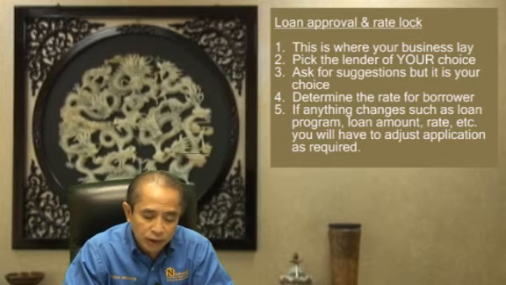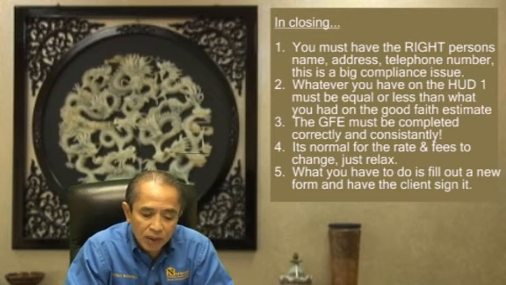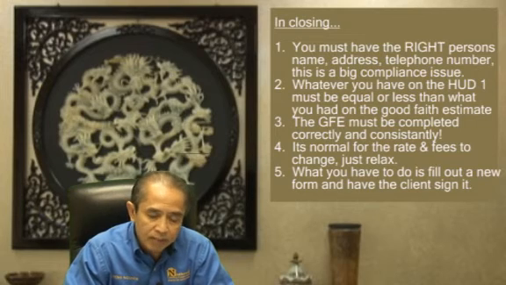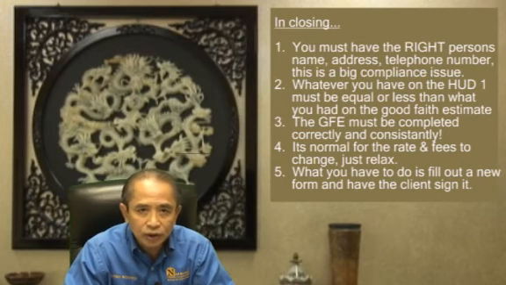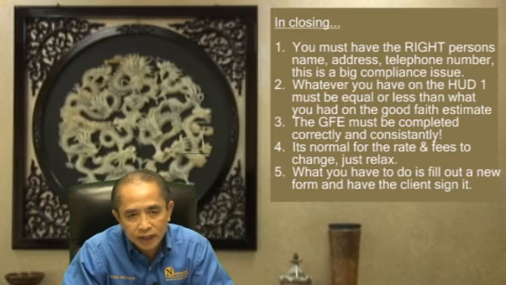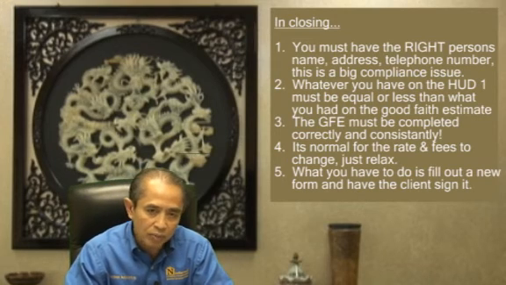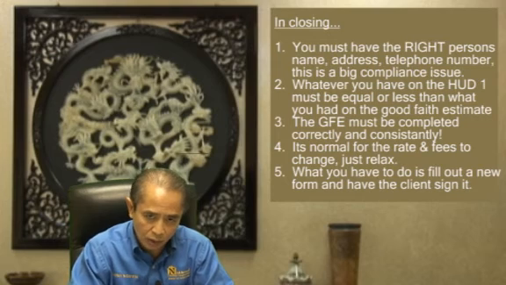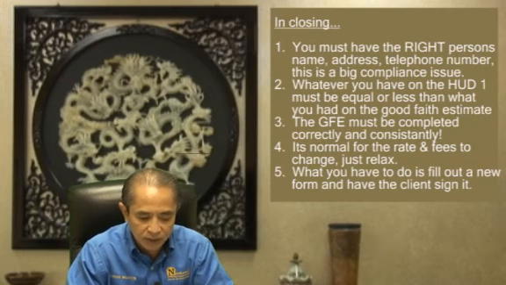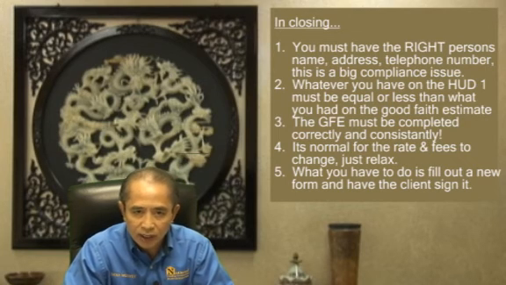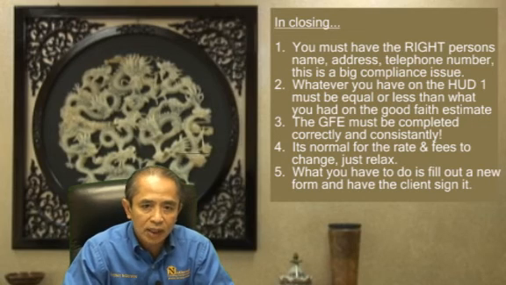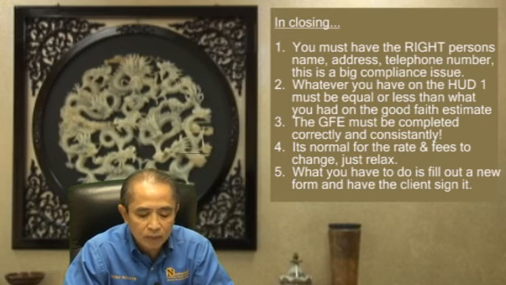Just on loan origination. Now, I can't stress enough about having the right broker's name, address, telephone number. Those are big compliance. Secondly, whatever we collect at the end on the HUD-1 has got to be equal or less than what you have on a good faith estimate. Now, on a good faith estimate, along with the TIL and other forms that have the number on it, you want to make sure that you complete that correctly and consistently. Now, from time to time, the rate change and the fee change and things like that, and that's normal and relax. What you have to do is print out a new form and have the client sign it and put it in the file, and that's what you need.